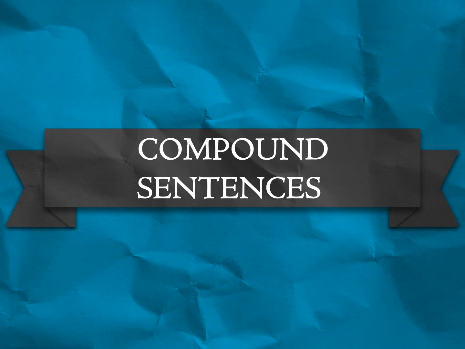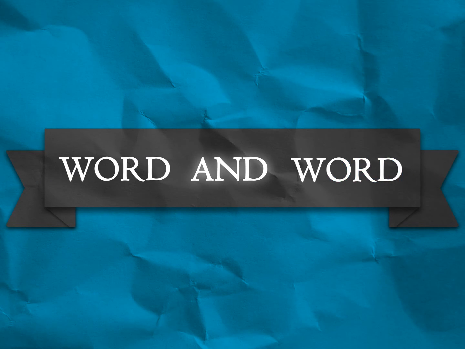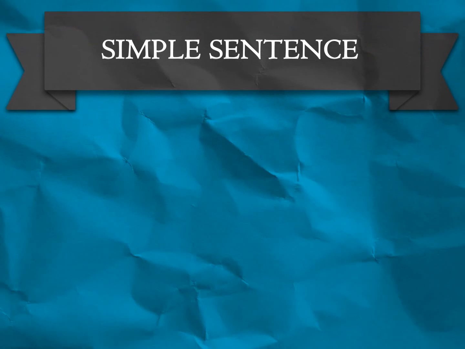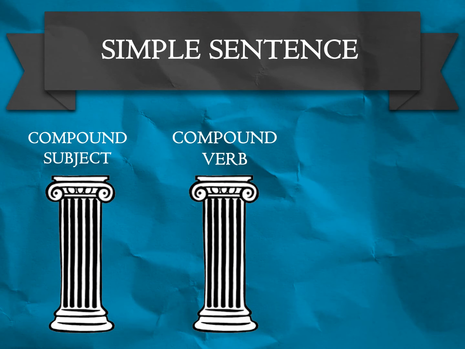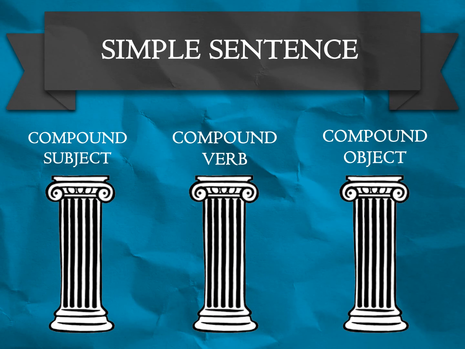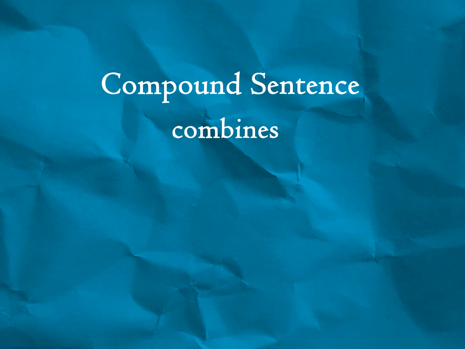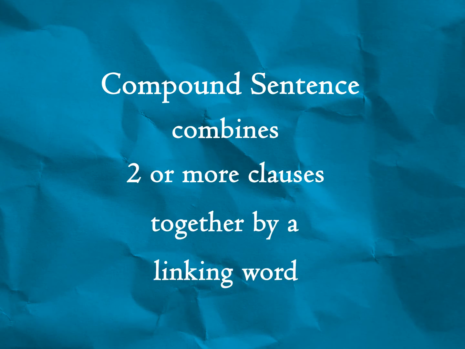In this lesson, we will be discussing compound sentences. We have already used the word compound in the previous lesson and shown how the word and links a word to another word in a simple sentence that contains a compound subject, a compound verb, and or a compound object. Now, a compound sentence combines two or more clauses together by a linking word.